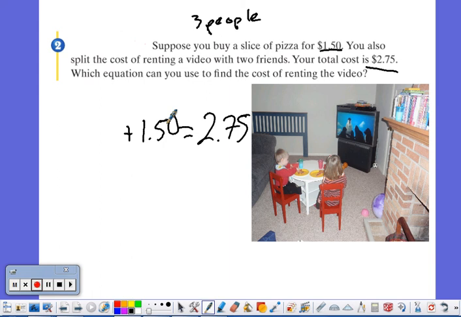Now I need to set up the splitting the video rent. So if I'm splitting, that means division. So the video split into 3 because there's 3 people involved, plus the $1.50 is equal to $2.75. We need to figure out what the total cost of the video is. So now we have a simple 2-step equation.